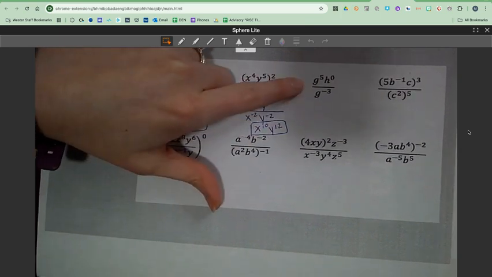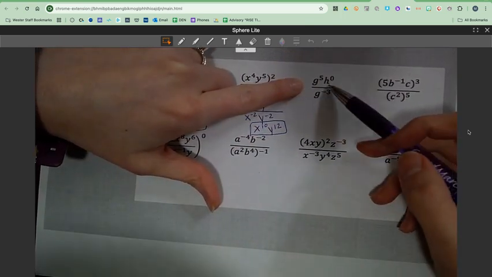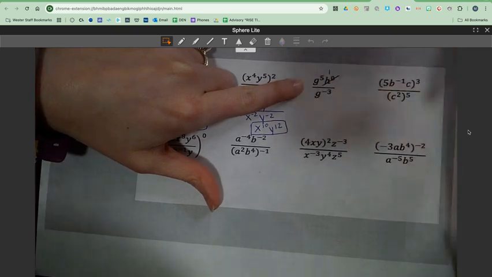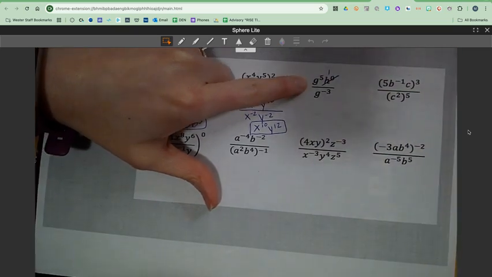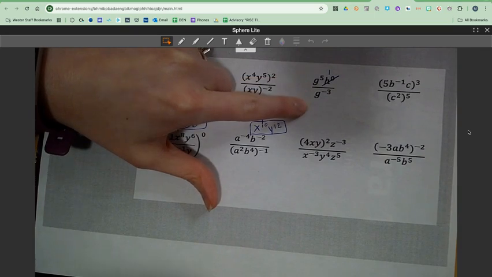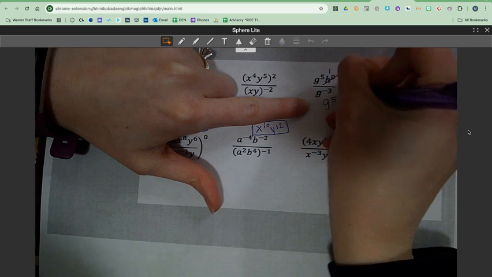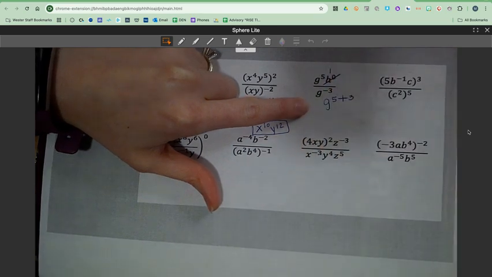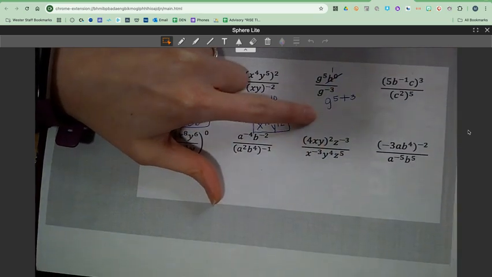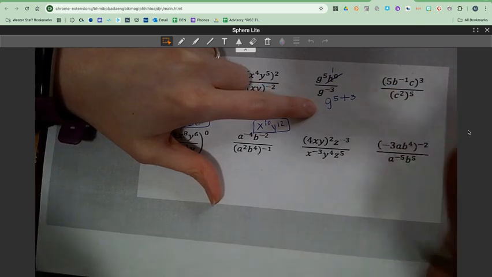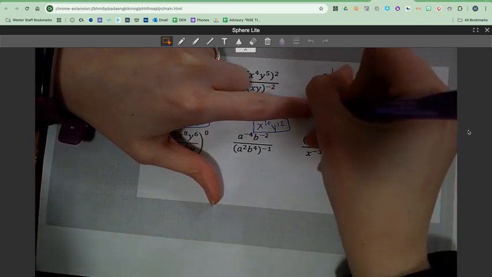So we've got a couple of things going on. First off, I can see h to the power of 0. Well, that just automatically cancels out and becomes 1. And then I have g to the 5th divided by g to the negative 3rd. I'm going to go ahead and subtract my exponents. 5 minus negative 3. When you subtract your exponents, it automatically moves to the numerator. So this is g to the 5 plus 3. So this is just g to the 8th.